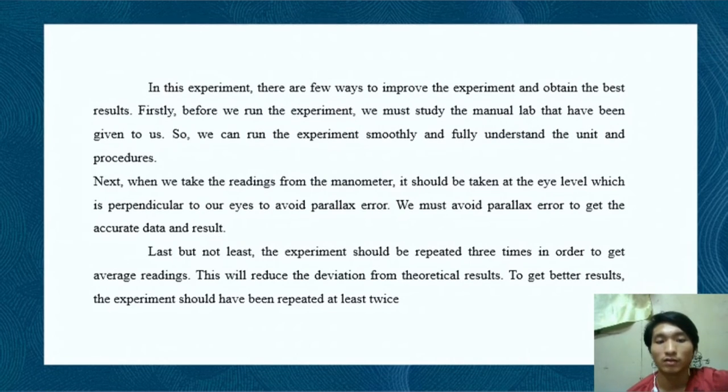Last but not least, the experiment should be repeated 3 times in order to get the average reading. This will reduce the deviation from the theoretical result. To get a better result, the experiment should be repeated at least twice.